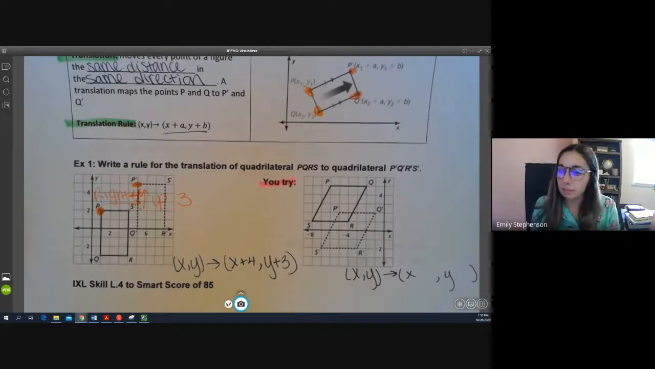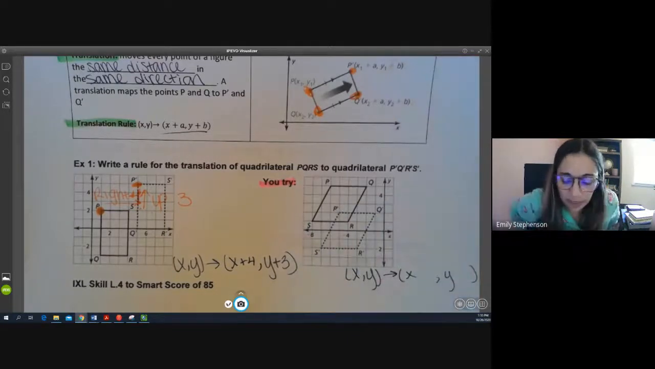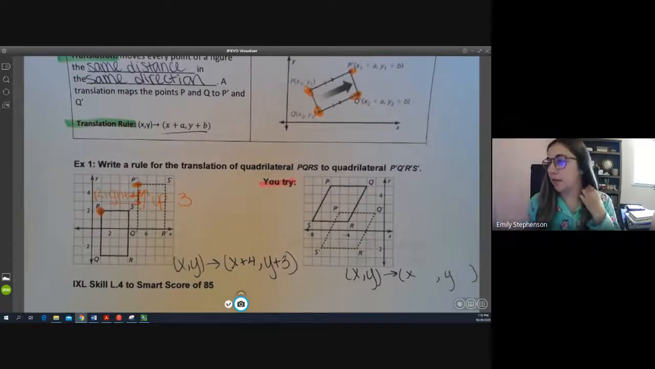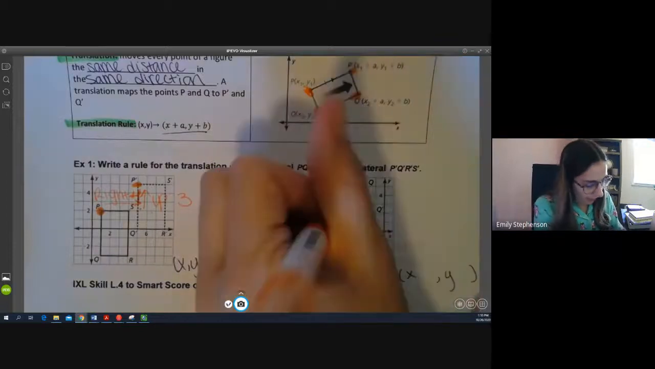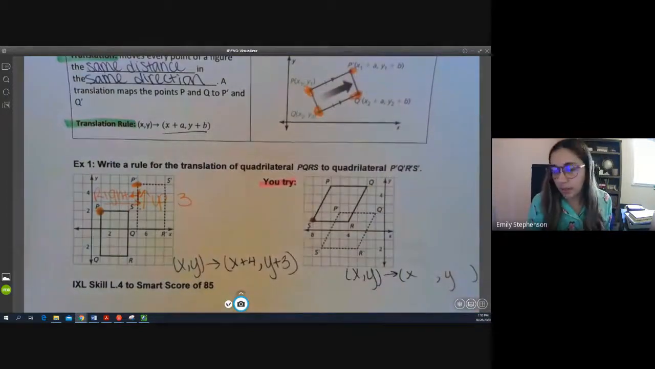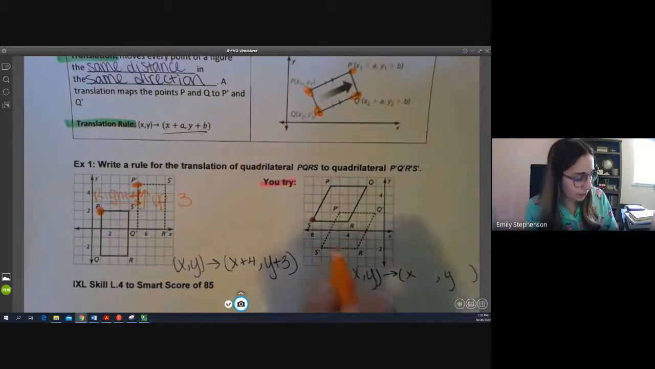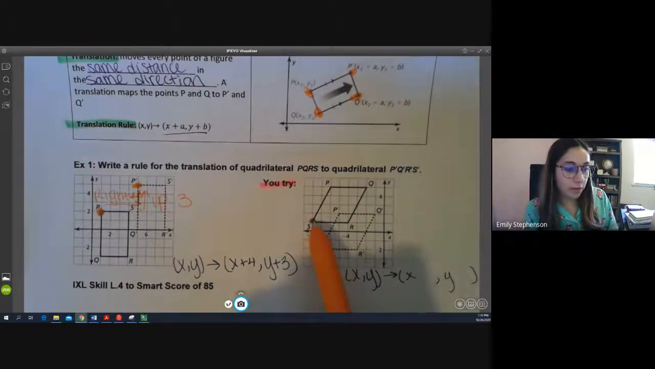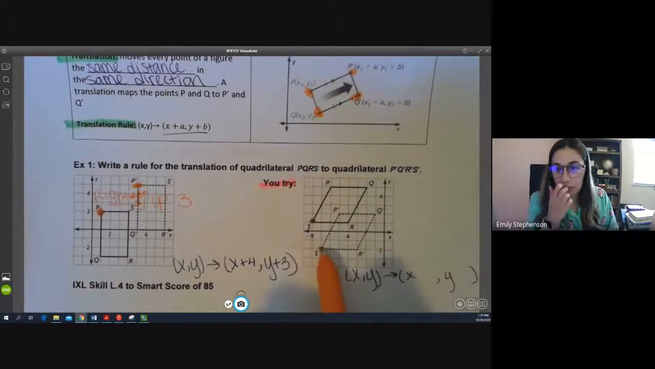Okay, it was fast, but let's go over it. So again, you don't have to pick P. You can pick any point you want and just see where it maps to its image point. So instead of picking P this time, I'll pick S, but you can pick any that you want. So S maps into S prime, and I'm trying to figure out what happened to get from the point S here to the point S prime down here.